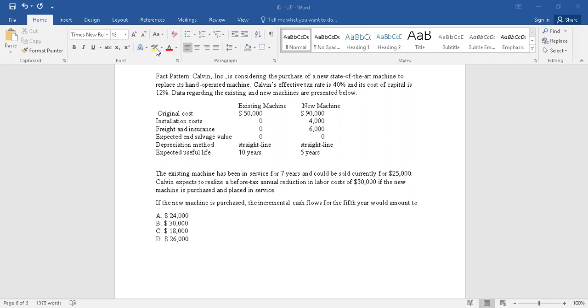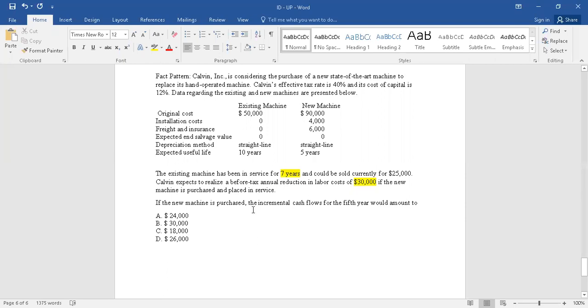So what do we see here? The existing asset was already used for 7 years. So out of 10 years, if it was already in service for 7 years, it would be used for another 3 years. That's one part. Second part is it could be currently sold for 25,000, and we have the reduction in labor cost. Cost savings is also cash inflows only. So we have the reduction in labor cost of 30,000 if the new machine is purchased and placed in service.